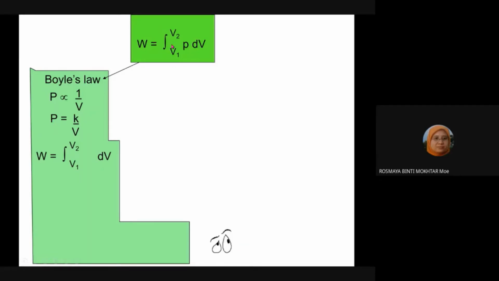Now we use the general equation for work: work is the integral from V1 to V2 of P dV. We substitute P here with K per V. K is a constant, so we can bring it to the front, leaving 1 per V. Now we use the integration rule. We cannot integrate V to the power of -1 using the usual power rule, so we use the other integration rule: 1 per V becomes ln V. Have you learned this in Maths T?